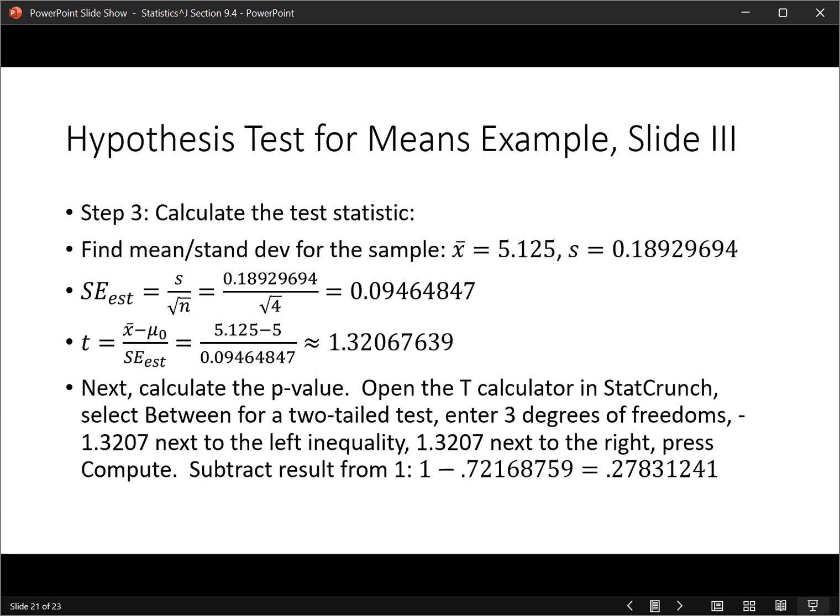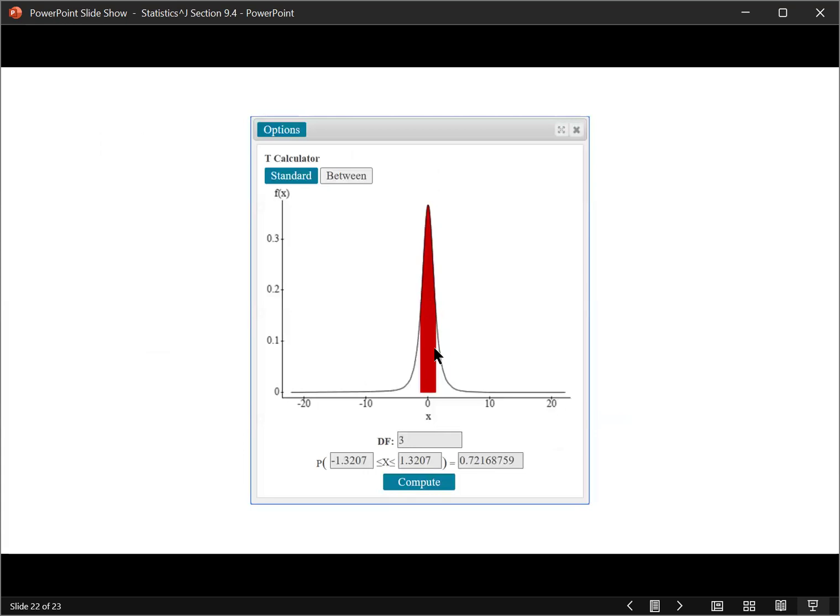All right, so to calculate the p-value, again, we're doing a not equal. So not equal goes along with a two-tailed test. So we need to select between, then enter 3 degrees of freedom. The degrees of freedom is the sample size minus 1. So sample size is 4, 4 minus 1 is 3. And then you take this value here and you put that in next to the 2 inequalities, and then you press compute. Okay, and you get this. So we have between selected, 3 degrees of freedom, the negative value, the positive value, and this score.